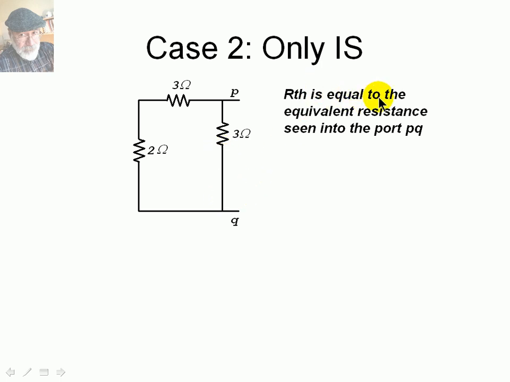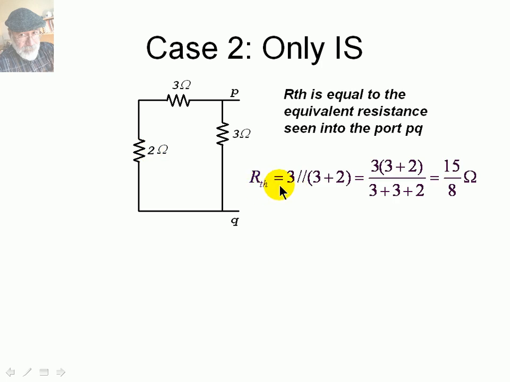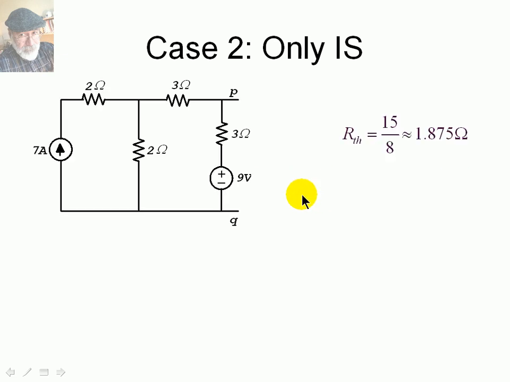Now our Thevenin is equal to the equivalent resistance between nodes P and Q. That is 3 ohms in parallel with 3 plus 2. Our Thevenin is 3 ohms in parallel with 3 plus 2. That is 15/8 of an ohm. Once we have that, we find the need for VTH.